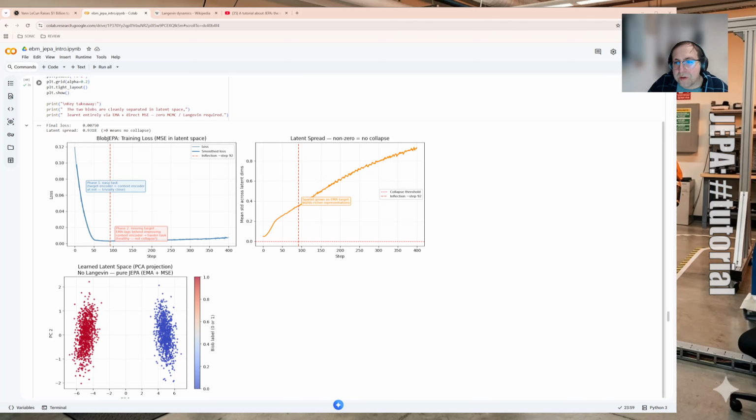And so on the right plot, the latent spread is the mean standard deviation across the latent dimension. You do want to have a spread, because if it's above 0, that means that we have diverse representations. If this was around zero, that means the representation has collapsed. So it's not doing anything useful. It's just predicting the same point.